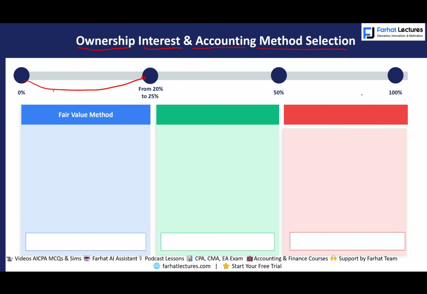What are we assuming under the fair value method? The first thing we look at is your level of influence. What does that mean? The assumption is this. If you own less than 20%, or 20 to 25, when I say 20, you always say 20 to 25, but I'm going to say less than 20%. If you own less than 20% of a particular company, we assume that you have no significant influence.